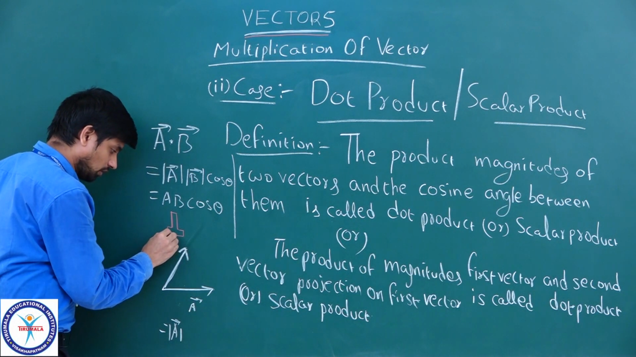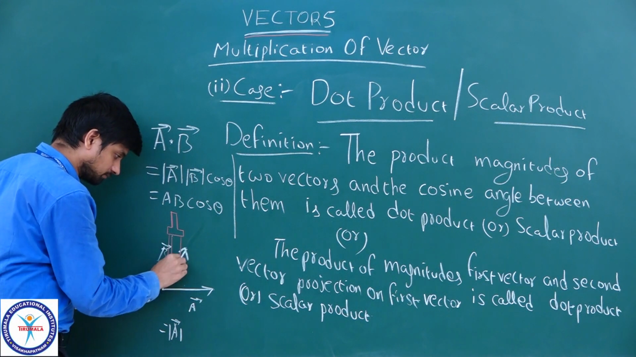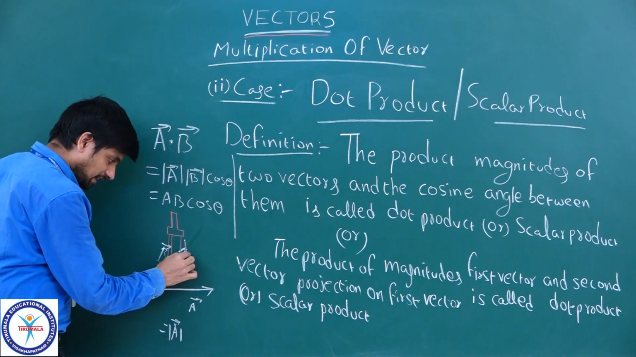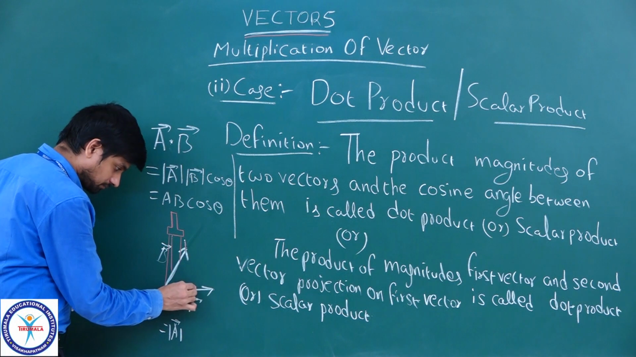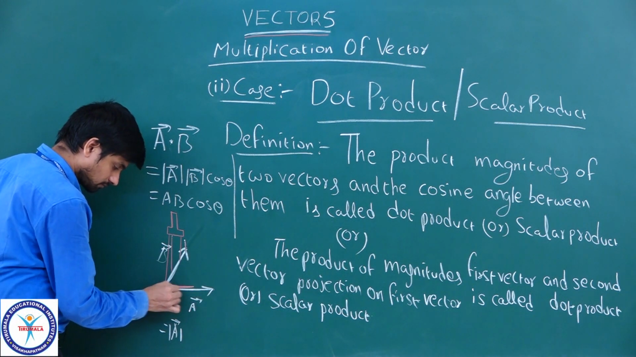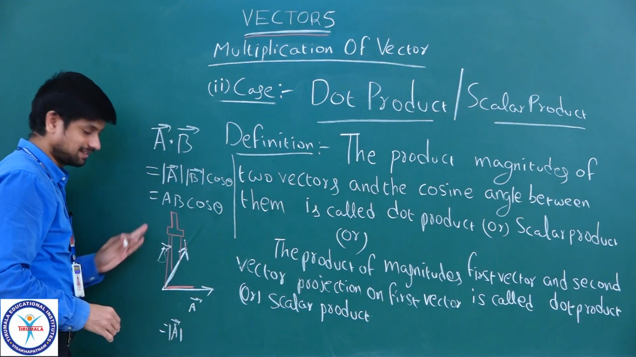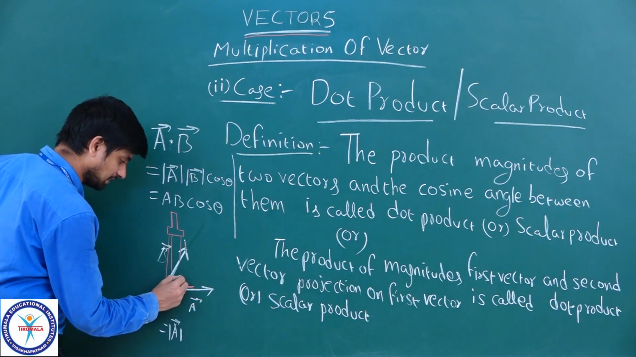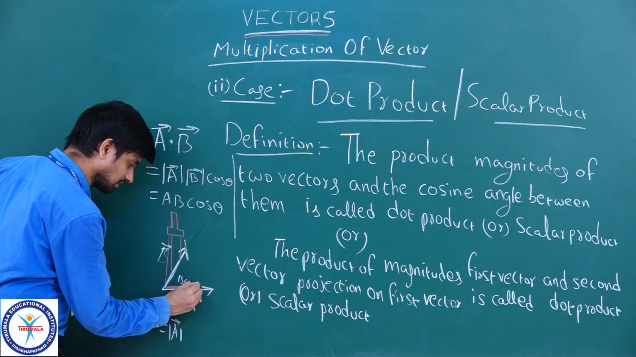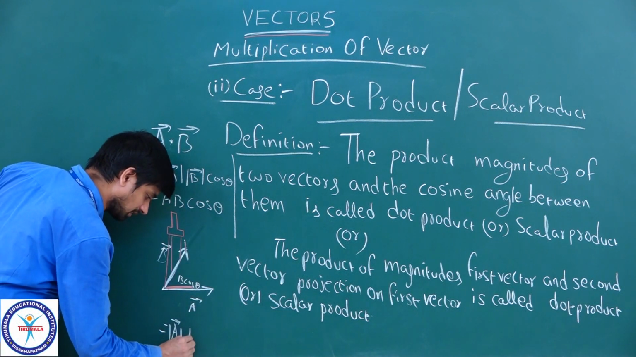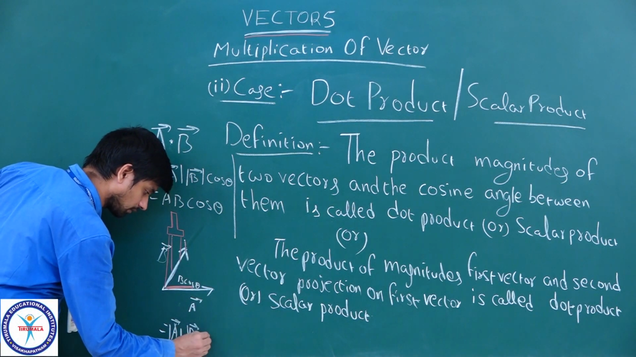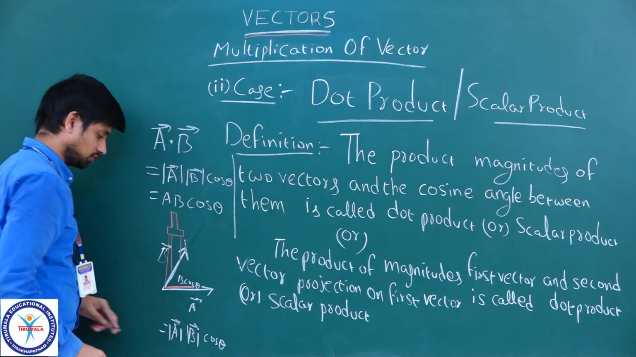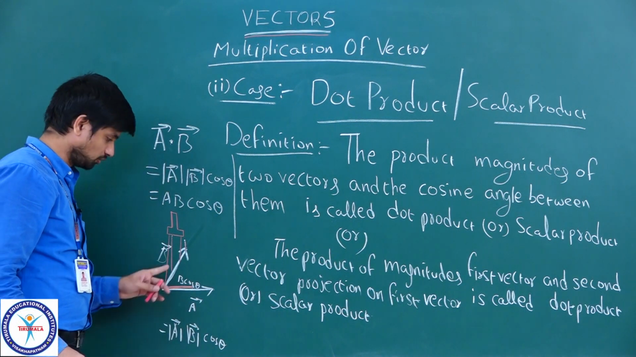Okay. Now, what happens? The rays will fall. So, here the shadow will be formed. Simply the horizontal resolution. What is this one, children? B cos theta. So, B cos theta. So, AB cos theta. Did you understand?